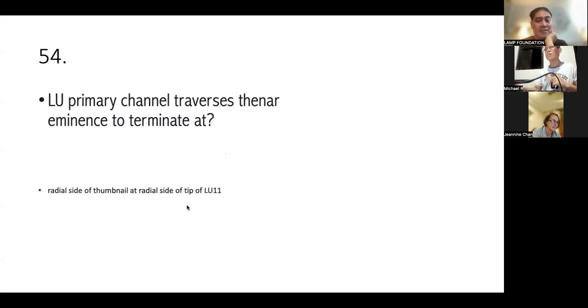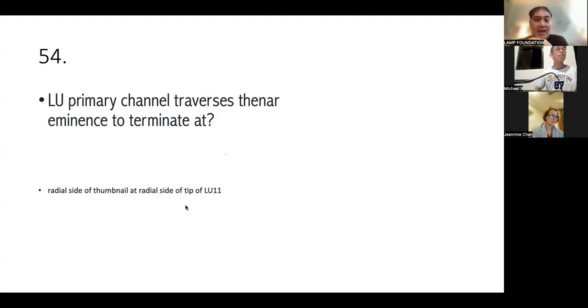Can you tell me the five shu points of the lung channel? Lung 11 is your Jing well, right? When do you use Jing well points? Jing well points are good for fullness below the heart. Yeah, sensations of fullness below the heart.